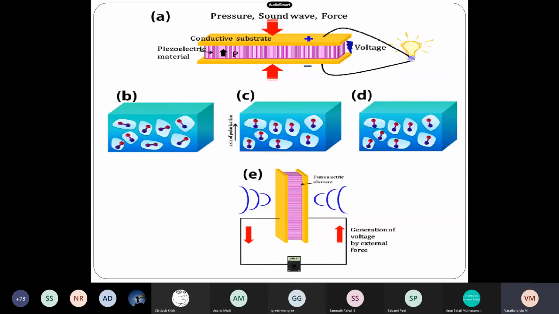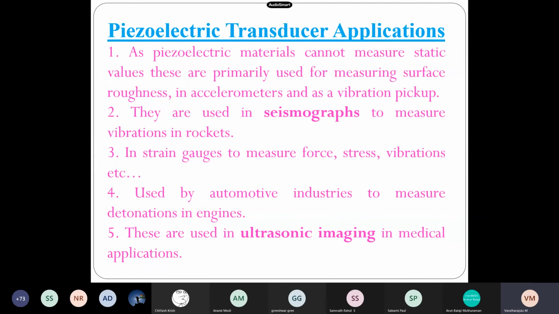And this will continue during the subsequent class. We will talk about the applications of piezoelectric. I think we'll wind up with this application. As piezoelectric material, it cannot measure static values. These are primarily used for measuring surface roughness, and in accelerometers, and as vibration pickups.